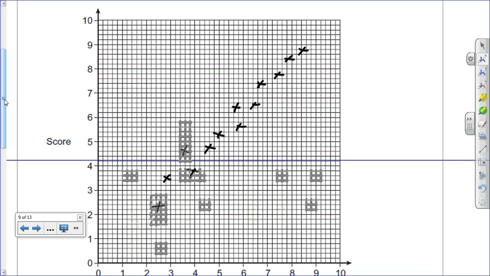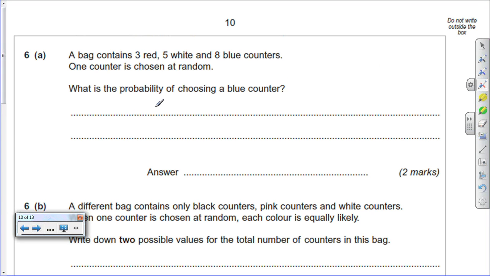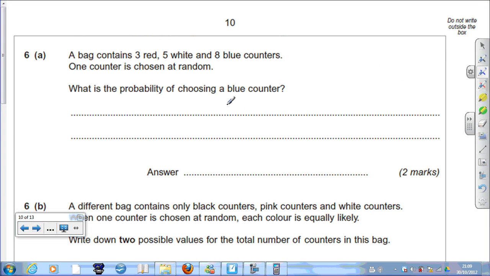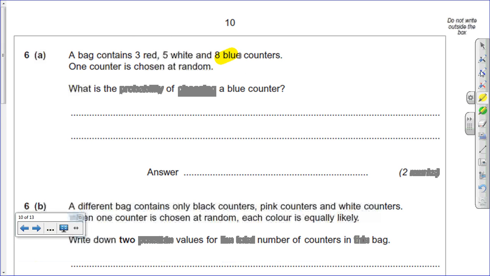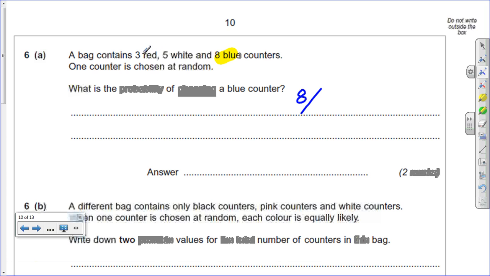A different bag contains only black counters, pink counters, and white counters. 1 counter is chosen at random. Each color is equally likely. Write 2 possible values for the total number of counters in this bag.